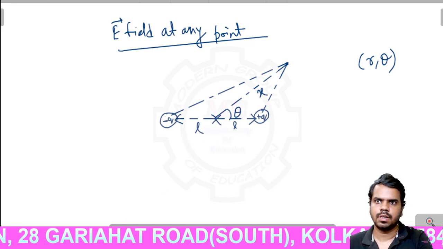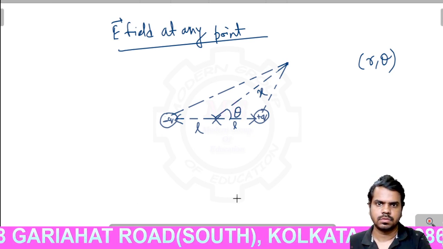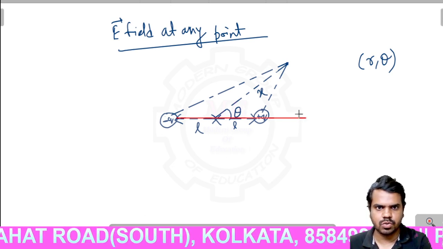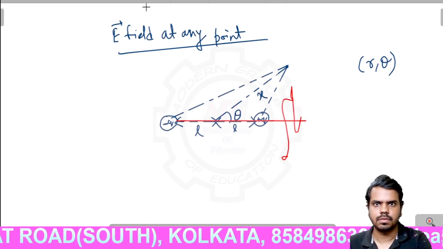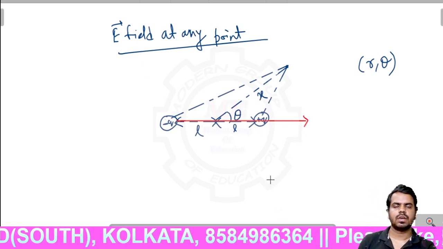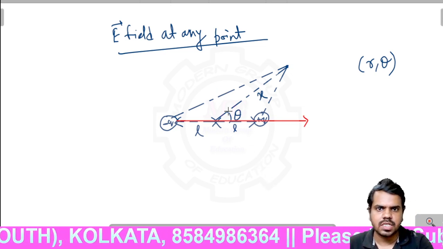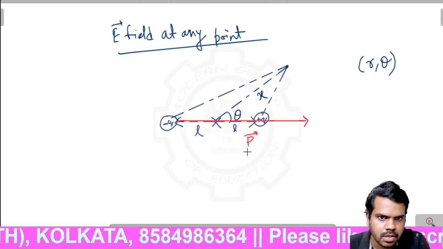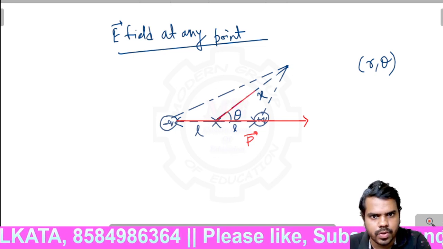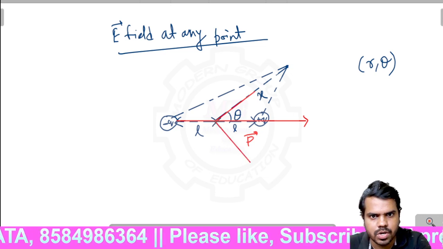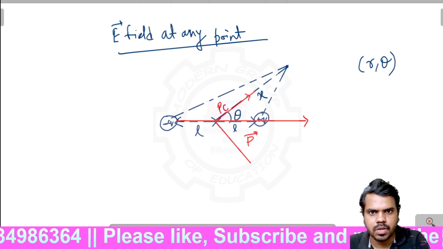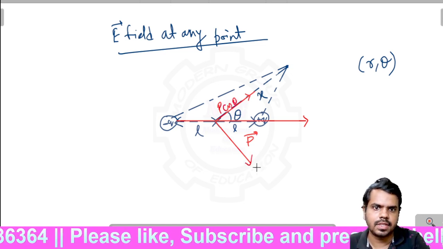Now see that this is the direction of p. Now if we change the p direction, if we take some components of p in these directions, we can write that this direction has the component of p. Actually, this is p cos theta because the theta angle is there, and this is p sin theta.